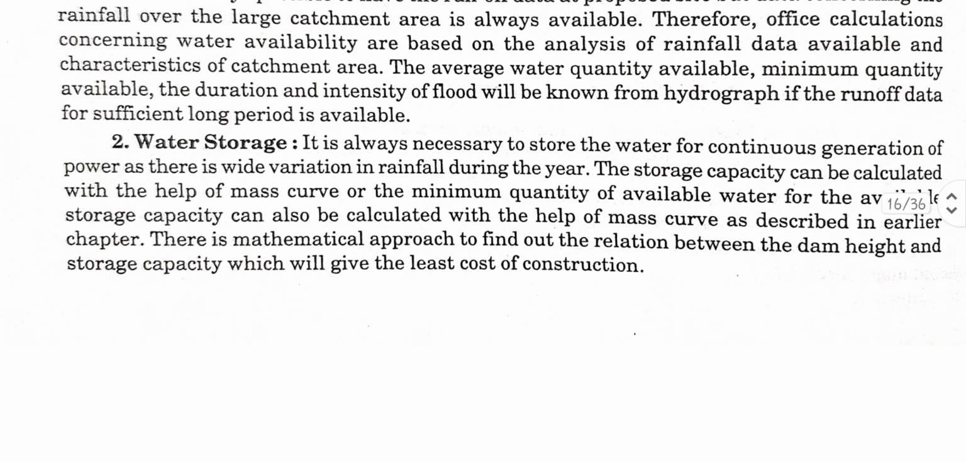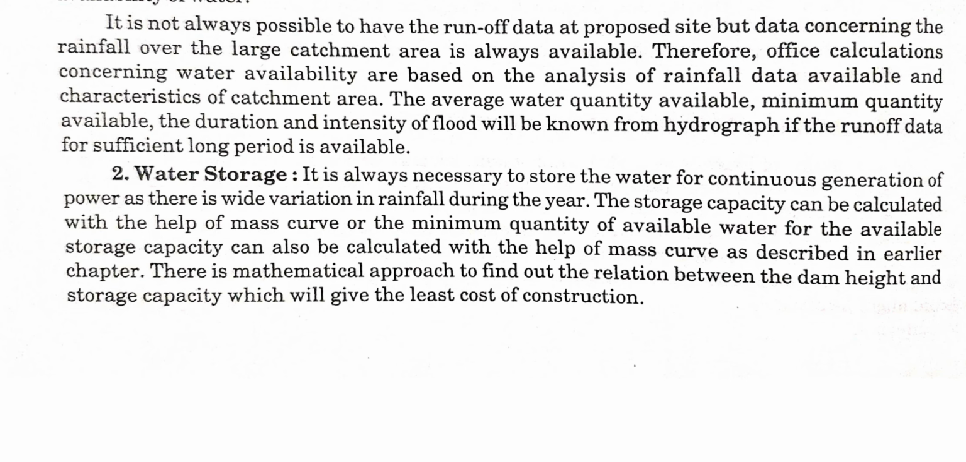Next is the water storage. It is always necessary to store the water for continuous generation of power as there is wide variation in rainfall during the year. The storage capacity can be calculated with the help of a mass curve, or the minimum quantity of available water for the available storage capacity can also be calculated with the help of a mass curve as described in an earlier chapter. There are mathematical approaches to find out the relation between the dam height and storage capacity which will give the least cost of construction.